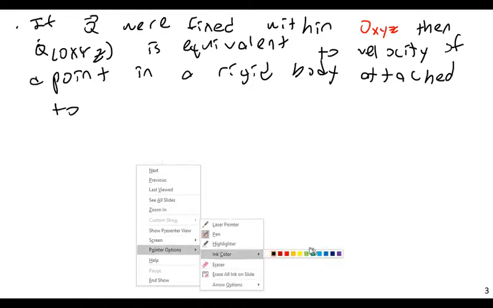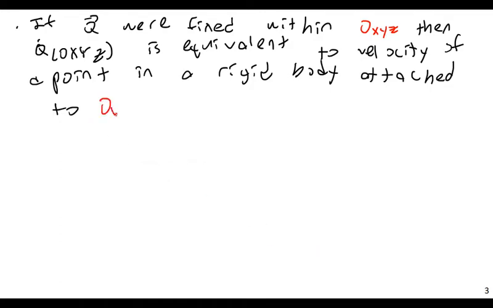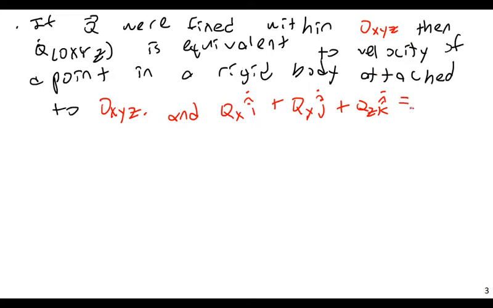To OXYZ, the rotating reference frame. And then Q_x i-dot plus Q_y j-dot plus Q_z k-dot would be equal to omega crossed into Q.